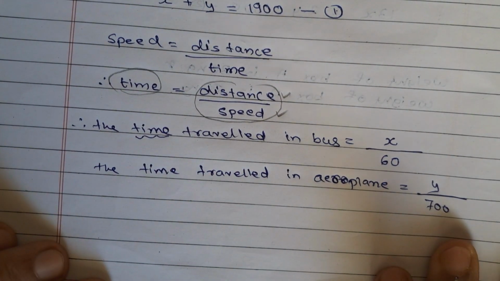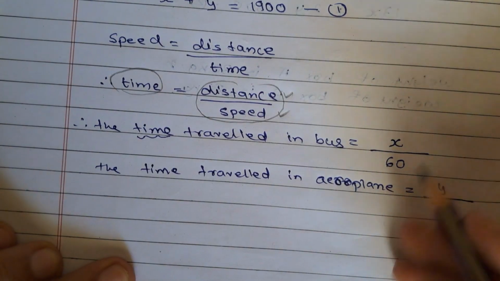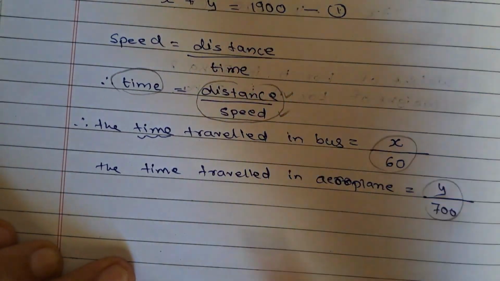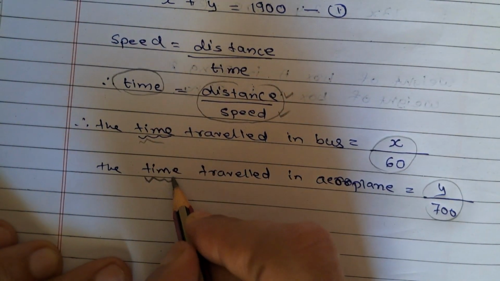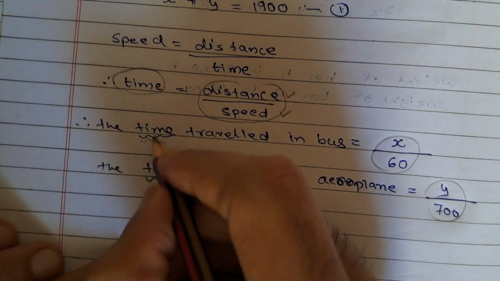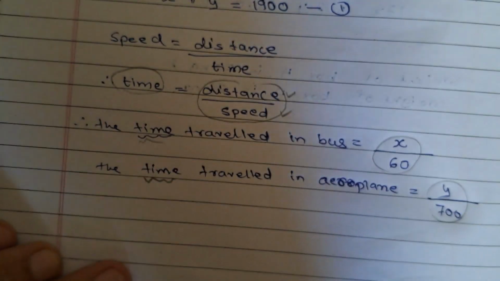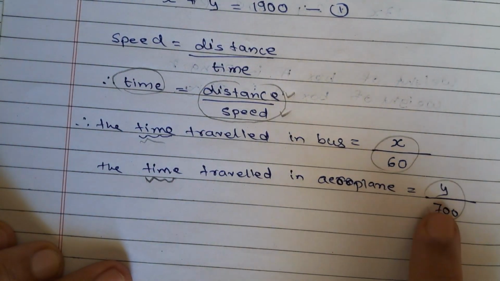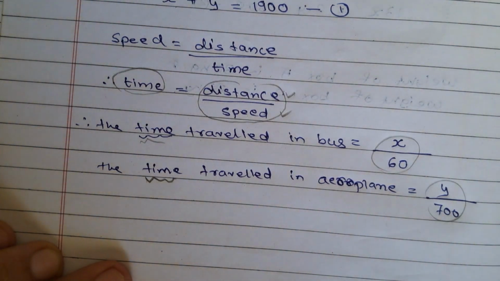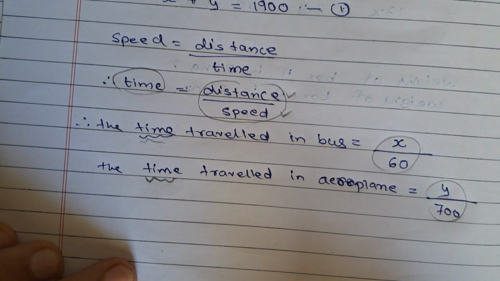Now the thing to understand over here is, these things that we are writing are nothing else but what? The time traveled and the time traveled, isn't it? But I know the total time traveled is 5 hours. So that means if I add these two things, it should lead to the answer of 5, alright?